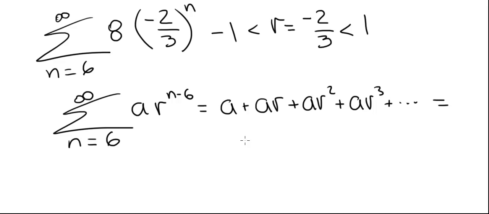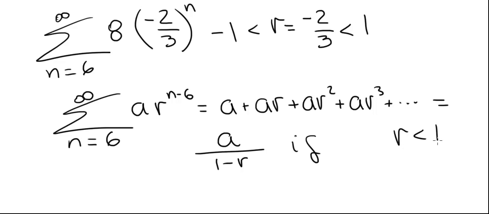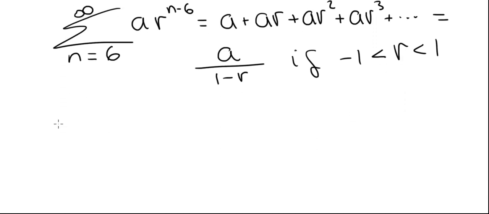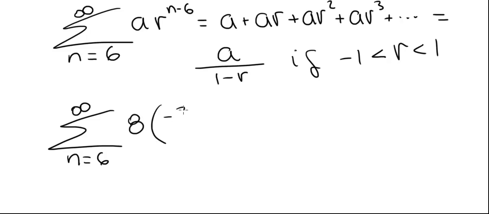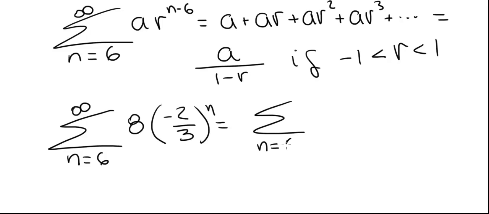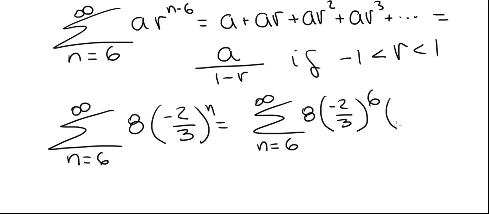And this will converge, or add up, to a divided by 1 minus r, if r is less than 1 and greater than minus 1. Well, in our case, the series is not in that form, because we don't have minus 2/3 raised to the n minus 6 power. We have it raised to the nth power. But we can easily fix that. So this is a series from 6 to infinity of 8 times minus 2/3 to the n. What we can do is factor out minus 2/3 to the 6th power, and then multiply it by minus 2/3 to the n minus 6 power.